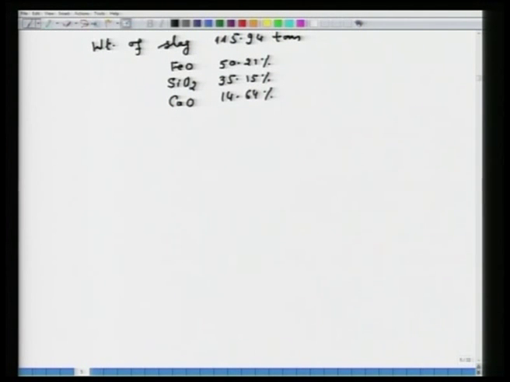And outputs also you have to find out. The problem says the percentage of carbon burnt at the 2 year, when 90% carbon of the coke is burned to CO and 10% to CO2. Now, here I am giving you the solution, but then you have to think how to approach this particular problem.